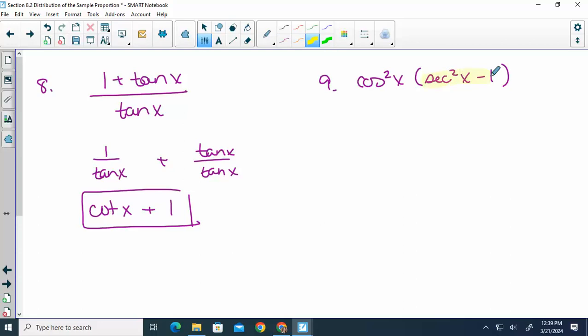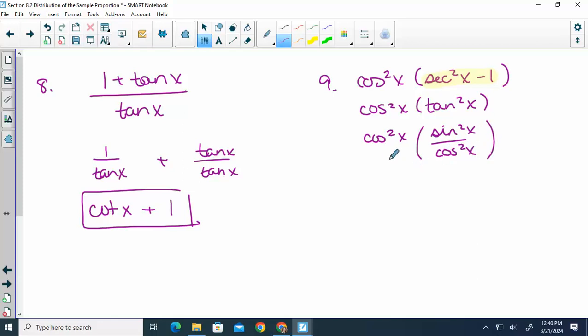Easiest, if you recognize it, what is secant squared minus 1? Okay, not necessarily obvious from here, so if we go to sines and cosines, what is tangent? And then what happens? That would have been a lot easier than how I did it. You can also, if you go to sines and cosines at the beginning, change secant to 1 over cosine squared and then distribute your cosine. I just distributed the length. That works too.